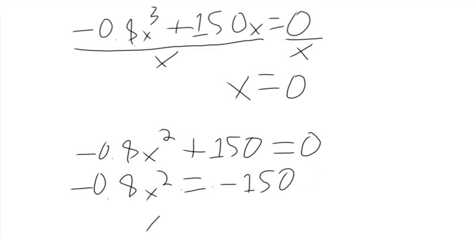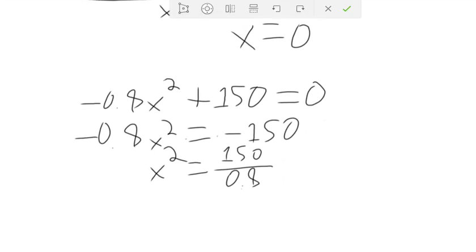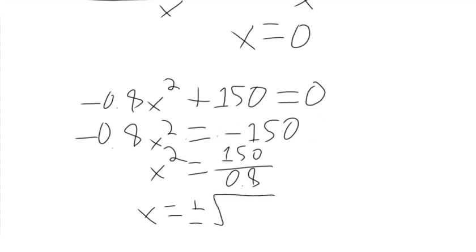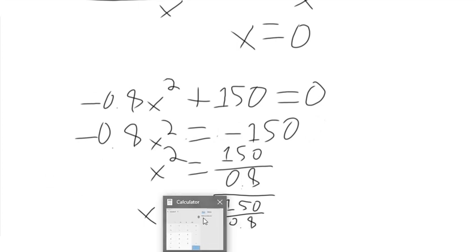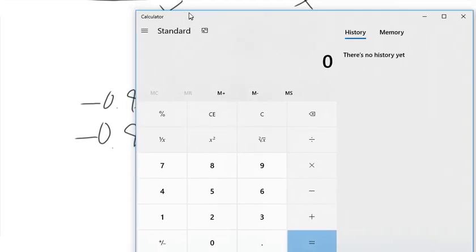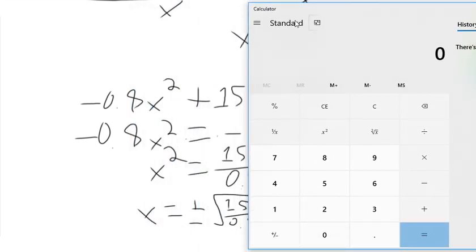Divide both sides by negative 0.8. We know x squared equals 150 over 0.8 because the negatives cancel. And then we have to take the square root on both sides, so we know that x equals plus or minus square root of 150 over 0.8. And this is why I say we will need the calculator for this problem. So let me bring up the calculator here. So we're looking at 150 divided by 0.8 equals 187.5.